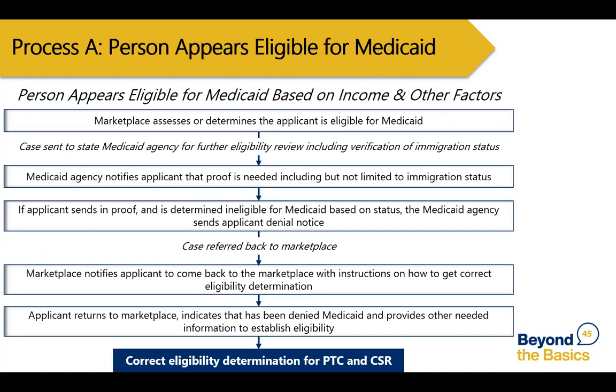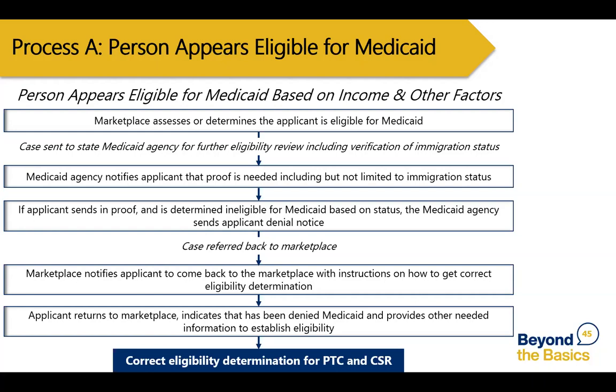Next slide, please. So if a person appears eligible for Medicaid based on their income and other factors, the marketplace assesses or determines the person is eligible for Medicaid, and the case is sent to the Medicaid agency for further eligibility review, including verification of their immigration status. The Medicaid agency is going to then notify the applicant that proof is needed, including but not limited to immigration status. So sometimes the Medicaid agency might say, yeah, you've got to prove your immigration status, and we also want you to prove your income, right? So there might be a lot of steps in this process.